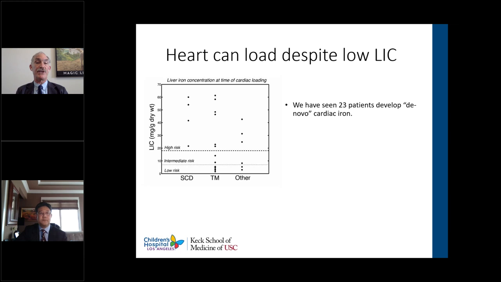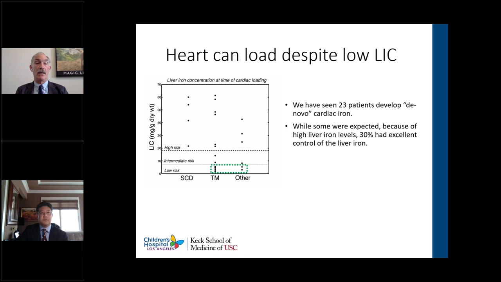And I've broken it down into a low risk, an intermediate risk, and a high risk zone. And obviously, some of the patients who got hard iron had high liver iron. We expected it. We tried, you know. But 30% of these patients had liver irons that were thought to be perfectly safe.